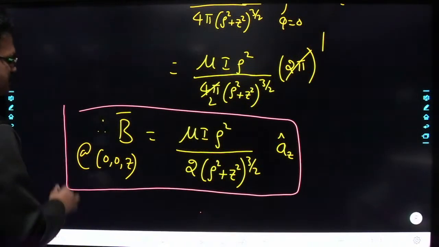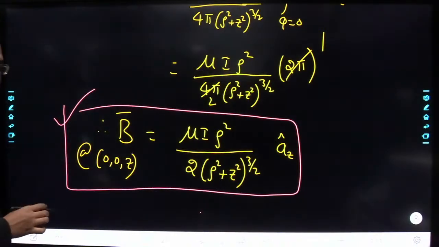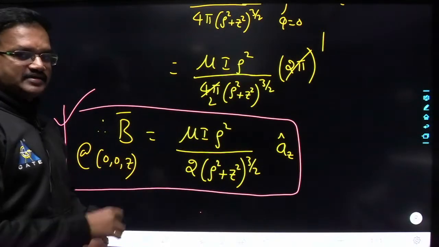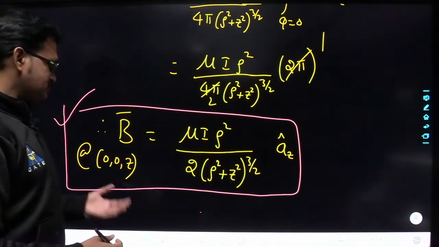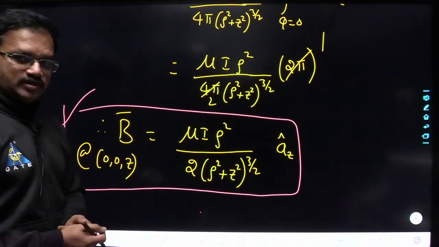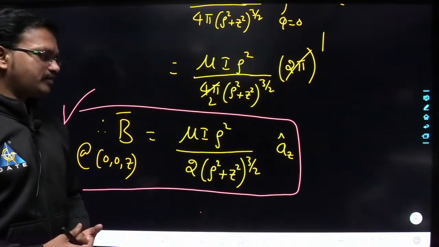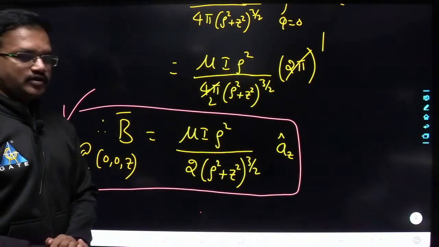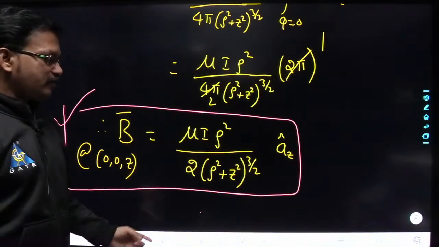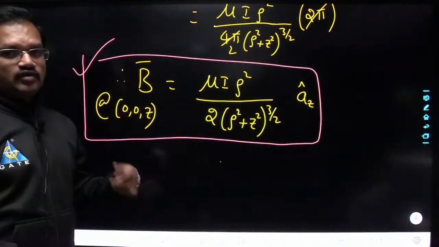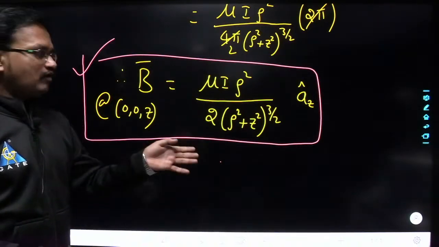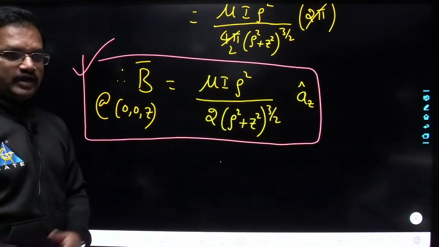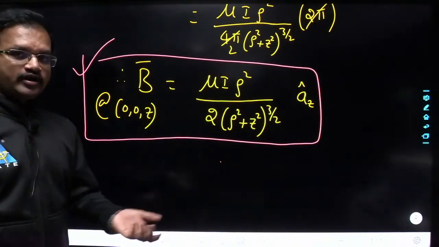So this is the expression for the B field along the axis of the circular loop at some point 0 comma 0 comma z: mu I rho square by 2 into rho square plus z square whole to the power of 3 by 2. And we know the result for the B field at the center of the circular loop. What is the B field you are going to get at the center? We have already known the result.